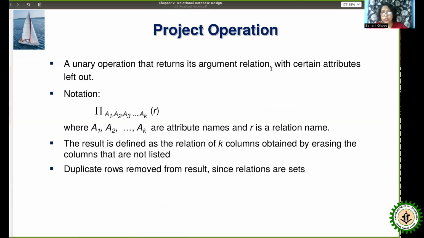In case of project operation, it is a unary operation that returns its argument relation with certain attributes left out. So how to write it? Pi, then a1, a2, a3, ak, and r, where a1, a2, ak are the attribute names and r is the relation name. The result is defined as the relation of k columns obtained by erasing the columns that are not listed.